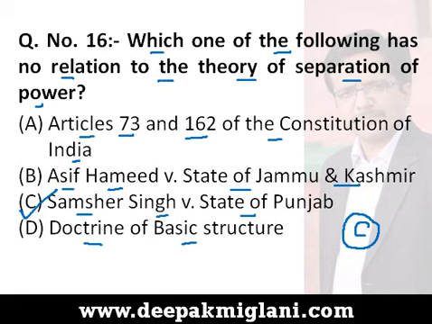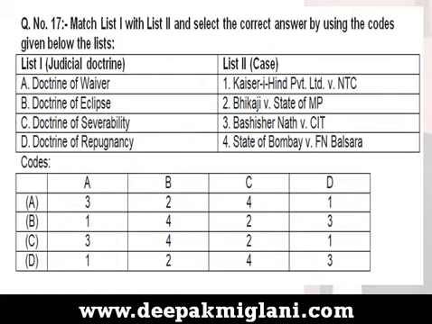Question number 17. Match list 1 with list 2 and select the correct answer by using the codes given below the list. List 1, judicial doctrine. A, doctrine of waiver. B, doctrine of eclipse. C, doctrine of severability. D, doctrine of repugnancy. List 2, case 1, Kesar e Hind Private Limited versus NTC.